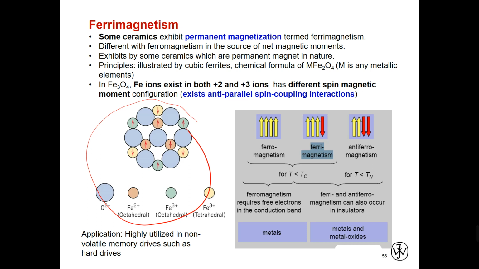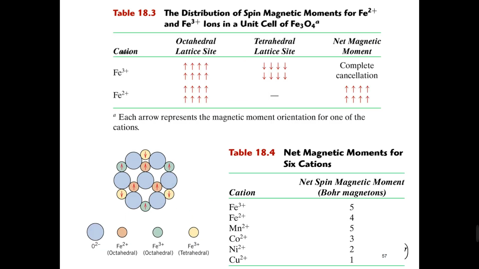So an application for this kind of ferrimagnetic material is non-volatile memory drives such as hard drives. Ferromagnetism requires free electrons in the conduction band. We have learned about electrical conduction of materials, and ferri- and anti-ferromagnetism can also occur in insulators. So it covers metals and metal oxides.